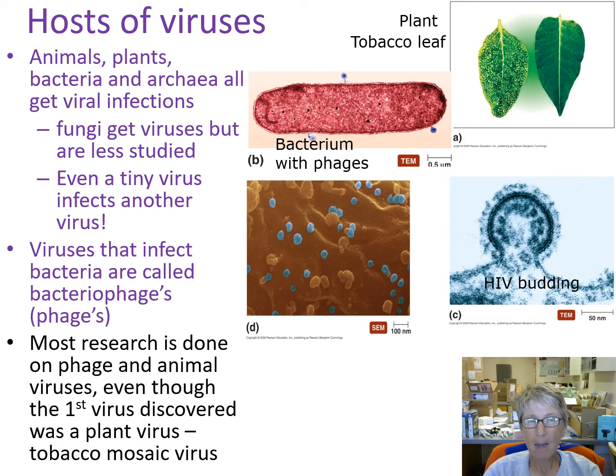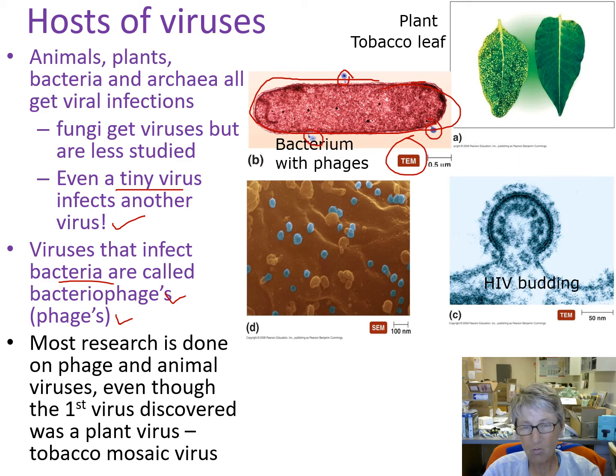So animals, plants, bacteria, and archaea all get viral infections, and even a tiny virus infects another virus. That's amazing. If you are a virus and you infect bacteria, you are called a bacteriophage, or just a phage for short. So a bacteriophage or a phage is a virus that infects bacteria. And so here's a transmission electron micrograph. Here's a bacteria called a bacillus, and these little purple things, those are bacteriophages trying to inject their DNA into a bacteria.